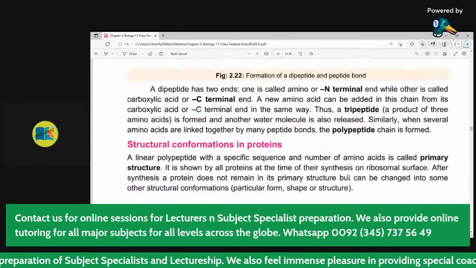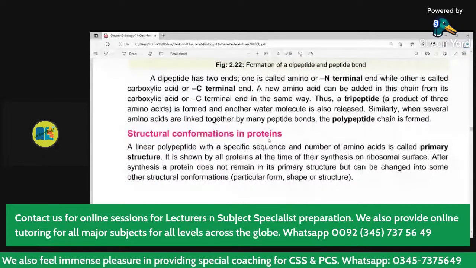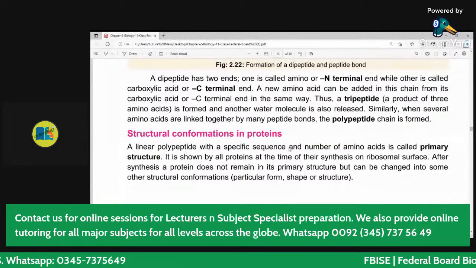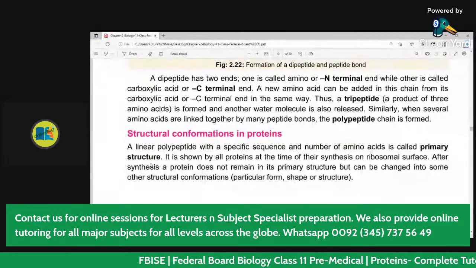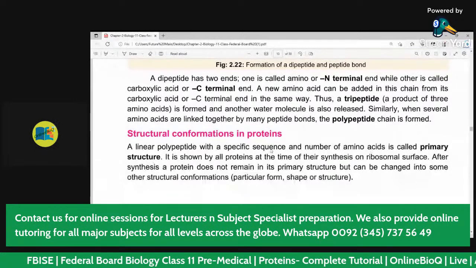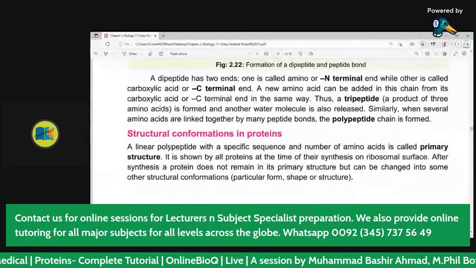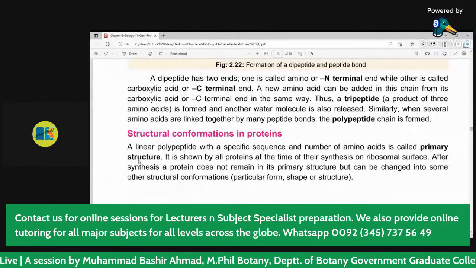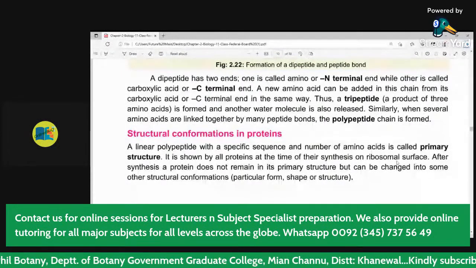Now we study structural conformations in proteins. A linear polypeptide with a specific sequence and number of amino acids is called the primary structure. It is shown by all proteins at the time of their synthesis on the ribosomal surface.